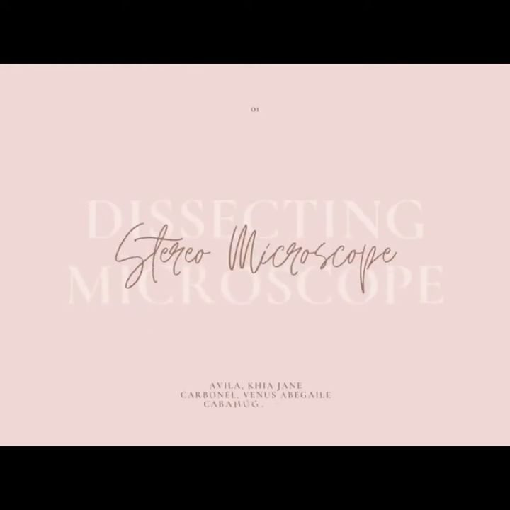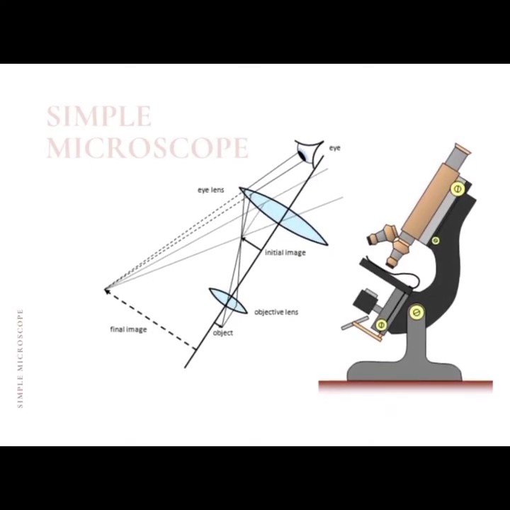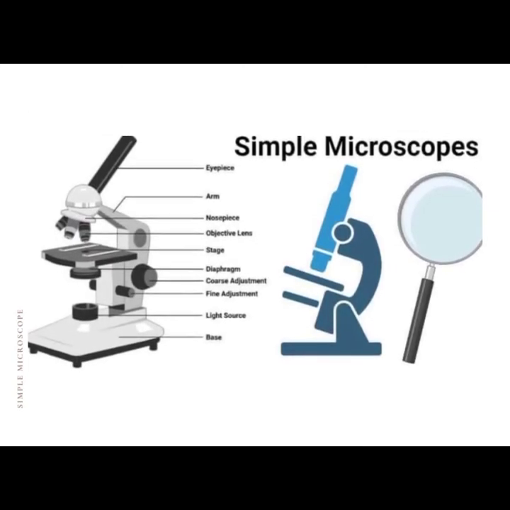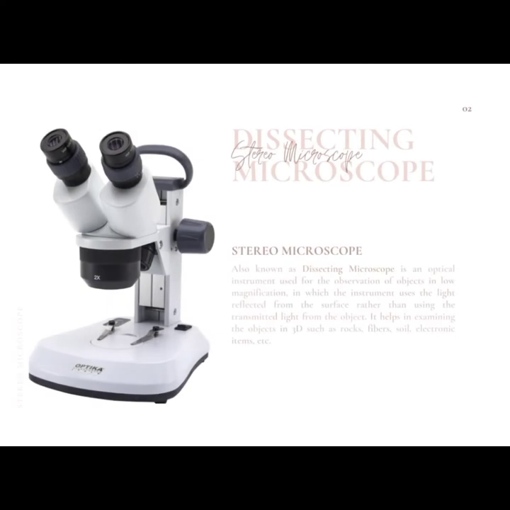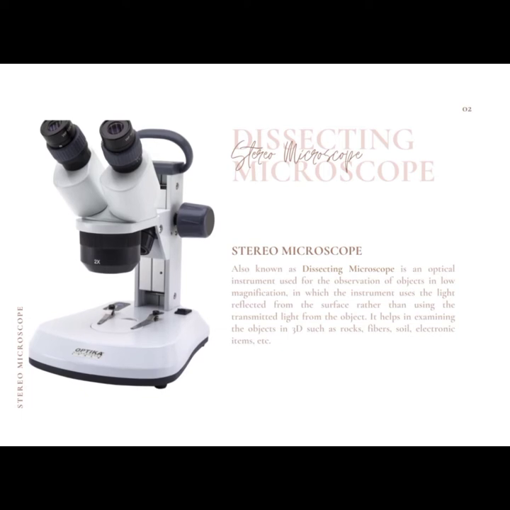Nowadays, microscopes are widely used for research as well as academic experiments in schools and colleges. While the simple microscope and compound microscope are commonly used for studies, the stereo microscope is no less important. The stereo microscope, also known as the dissecting microscope, is an optical instrument used for the observation of objects at low magnification, in which the instrument uses the light reflected from the surface rather than the transmitted light from the object. It helps in examining the object in 3D. Also, it uses two separate optical paths so that the object is viewed from different angles.